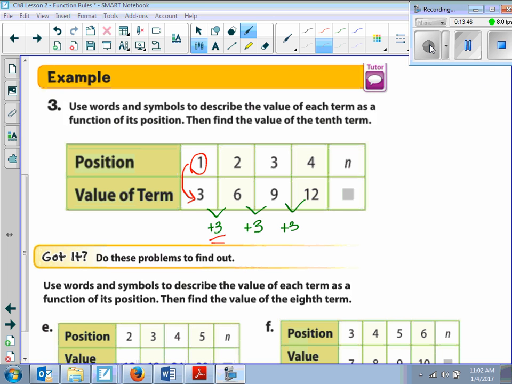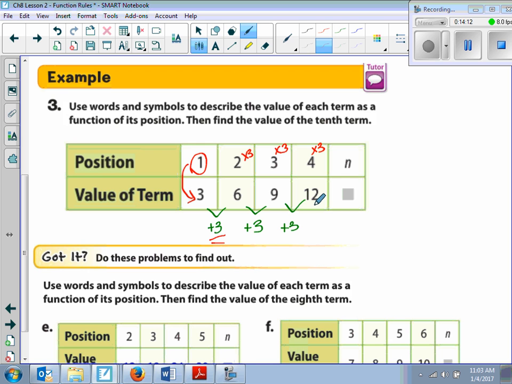You're going to multiply times 3, right? So 1 times 3 gives me 3. Let's check to see if that works for the rest of them. 2 times 3 gives me what? 6. Check. 3 times 3 gives me what? 9. And 4 times 3 gives me 12.